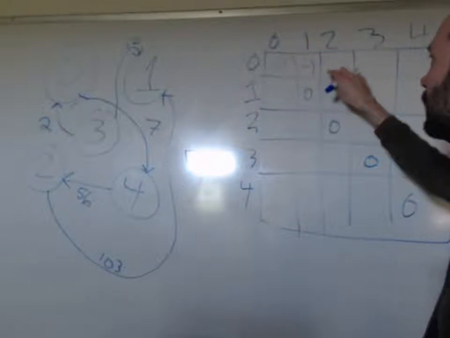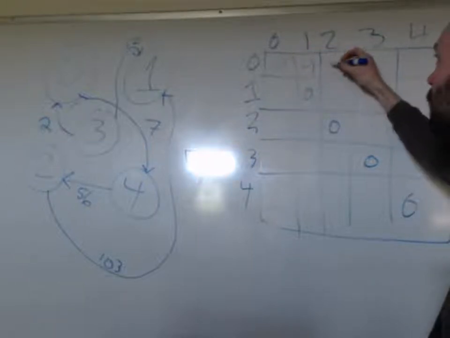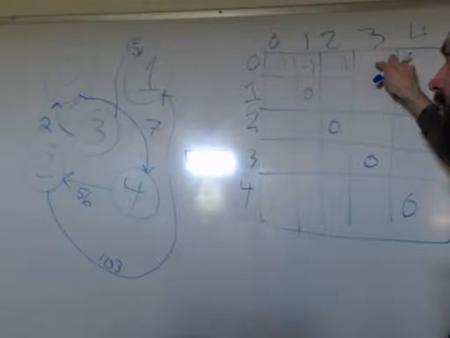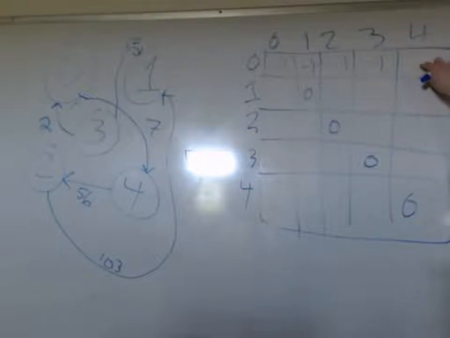Nope, negative 1. How about 0 to 2? No. Nope. 0 to 3? No, it's 3 to 0. How about 0 to 4? Yes. How much is 7.